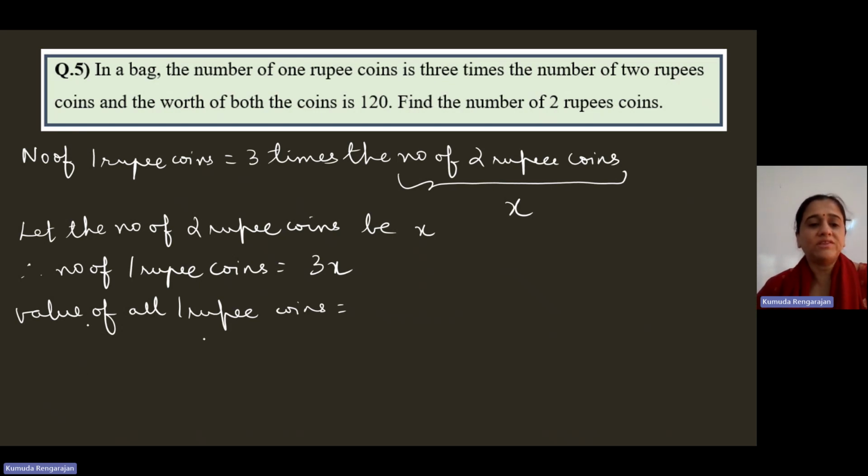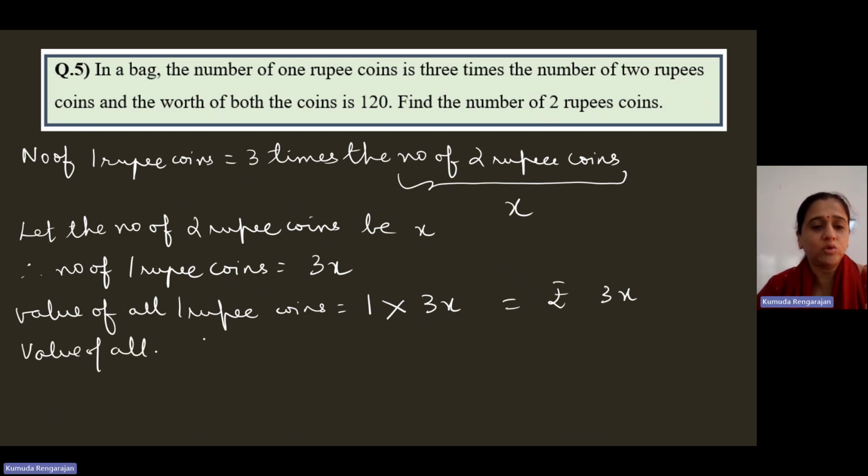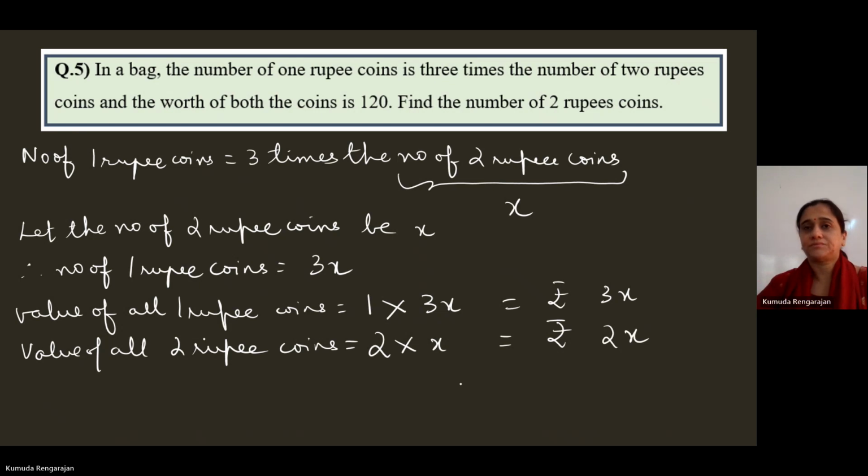So how do you find the value of all 1 rupee coins? What's the denomination? 1 rupee into how many you have? X. No, 3x. You have 3x, right? So what's the value of all the 1 rupee coins? Rupees 3x. What's the value of all 2 rupee coins? What's the denomination? 2 is the denomination. Into how many you have? X. So the value of all the 2 rupee coins is rupees 2x.